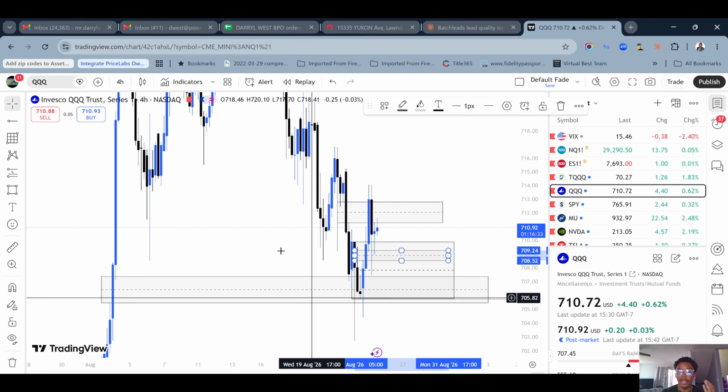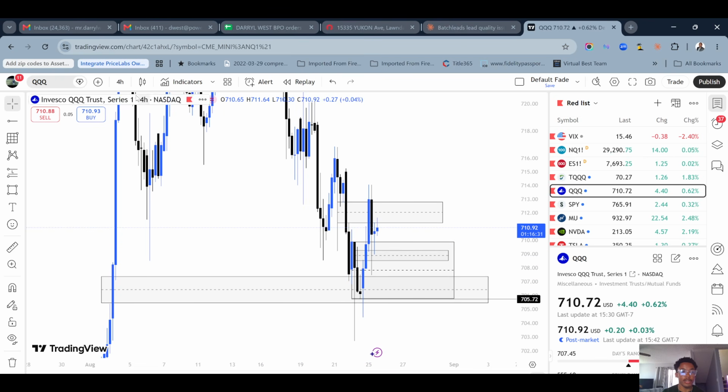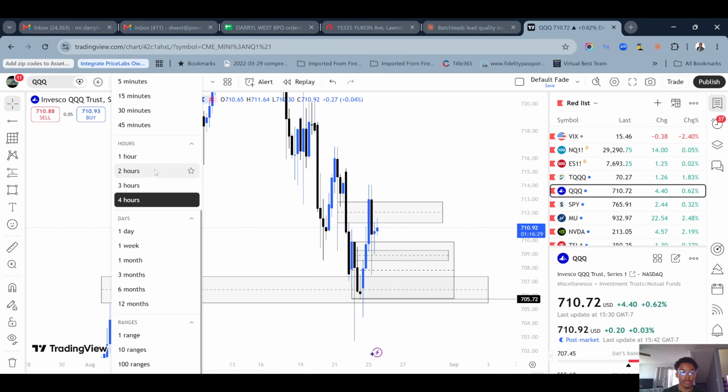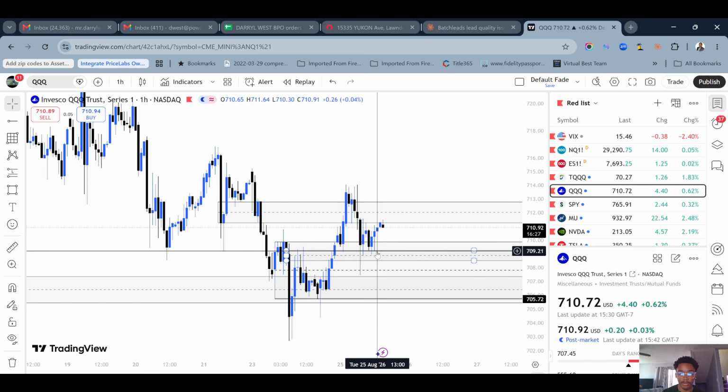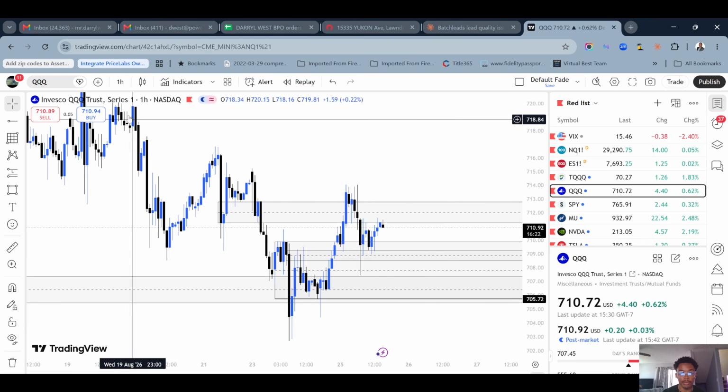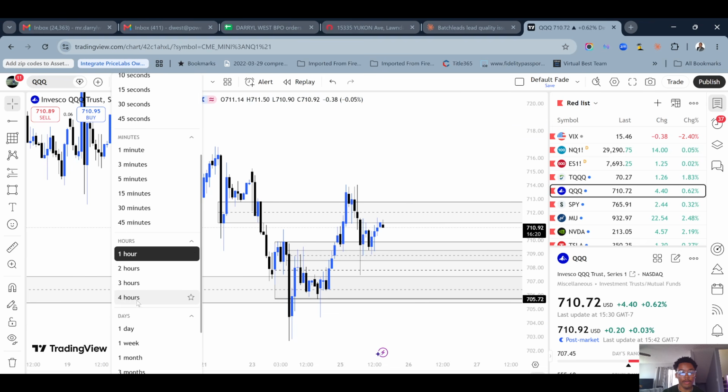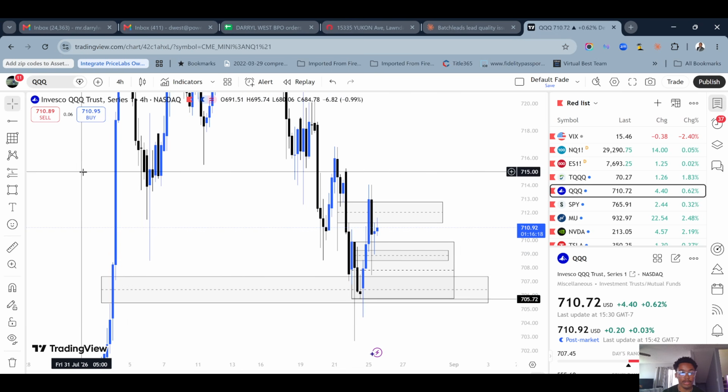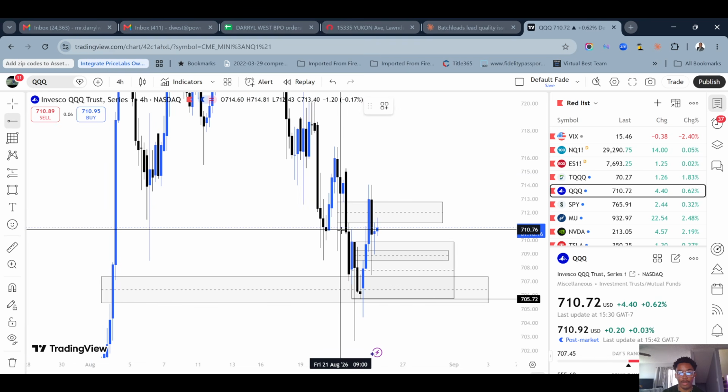Boom. And at this point now, I feel comfortable enough to scale down. All right, so now we can go back to the hourly. As you can see, this is going to get pretty messy. All right. Oh, let me mark out that 4 hour high. I'm going too fast. So boom, we have this 4 hour high right here.